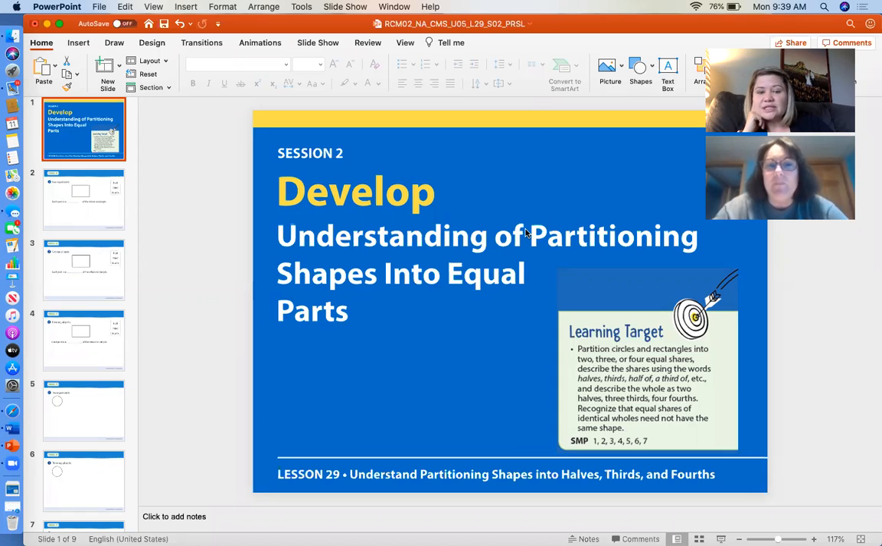We are continuing to talk about how we can cut shapes into equal parts. And another word that we use instead of saying cut shapes is partition. Partition means you're just cutting shapes into equal parts. So let's take a look at the first slide.